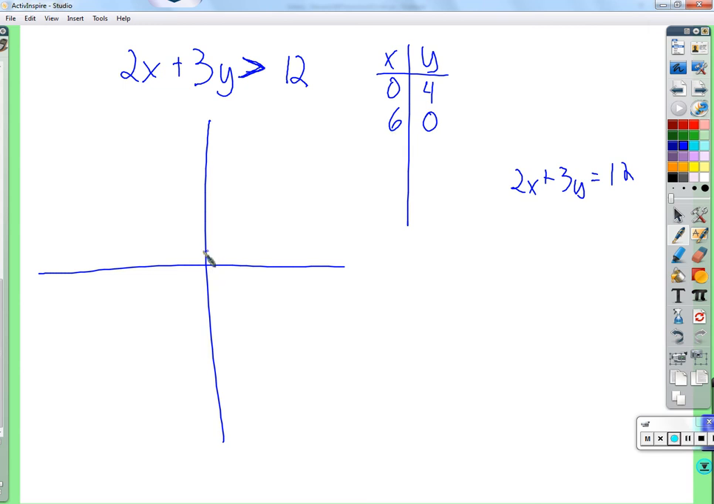0, 4. This is a point that would be on this line. That would be an x and a y that makes it equal. I don't want to include that. So I'll just be real technical. I'll put an open circle. I'm not going to include that. 6, 0. Put another open circle. And I'll connect them with a dotted line. So those are all the values kind of splitting the plane in half, and that's the cutoff for values of x and y that make both sides equal to each other.